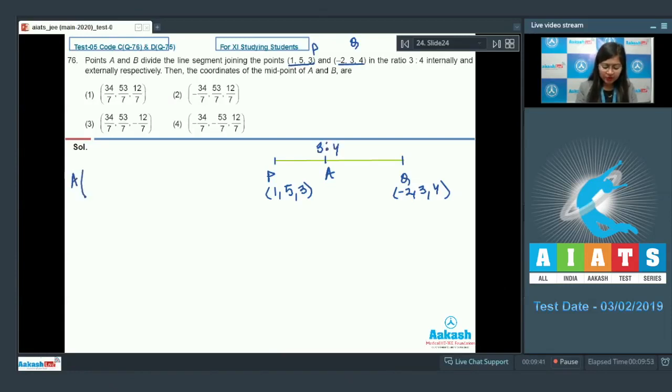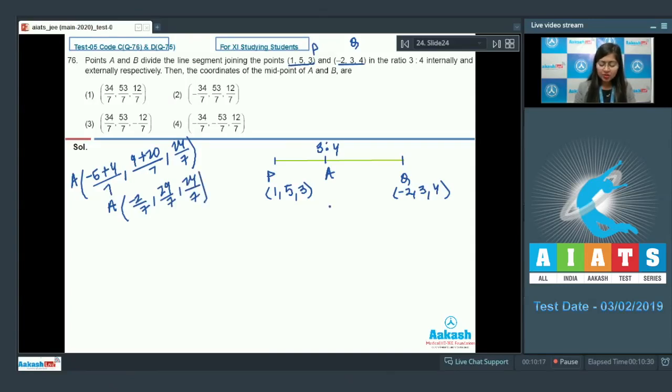So we can write the coordinates of A as 3 into -2, that is -6, plus 4 into 1, that is 4, upon 3 plus 4, that is 7. Similarly, we can write the y coordinate as 3 into 3, that is 9, plus 4 into 5, that is 20, upon 7. Similarly, the third coordinate is 4 into 3, that is 12, plus 4 into 3, that is again 12. So this is 24 upon 7. So the coordinate A can be written as -2 by 7, 29 by 7, 24 by 7.